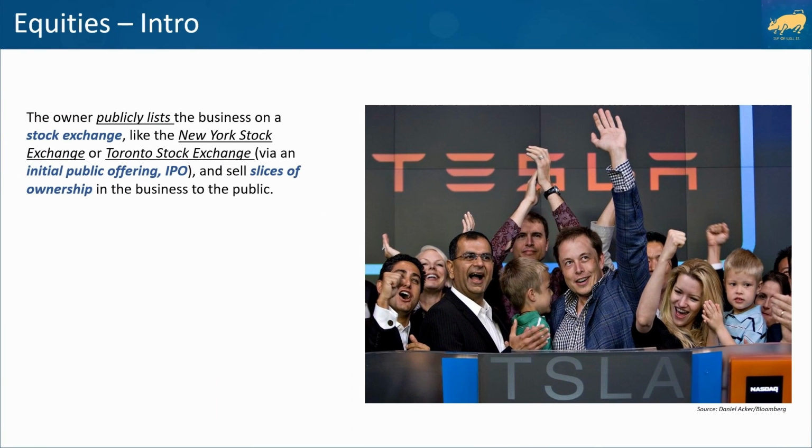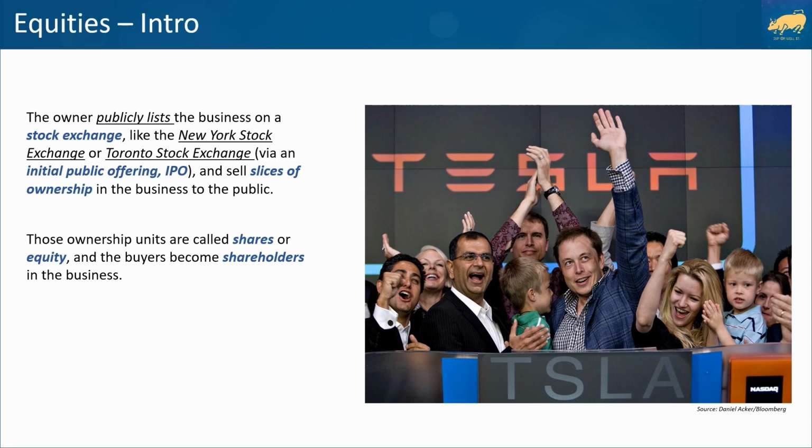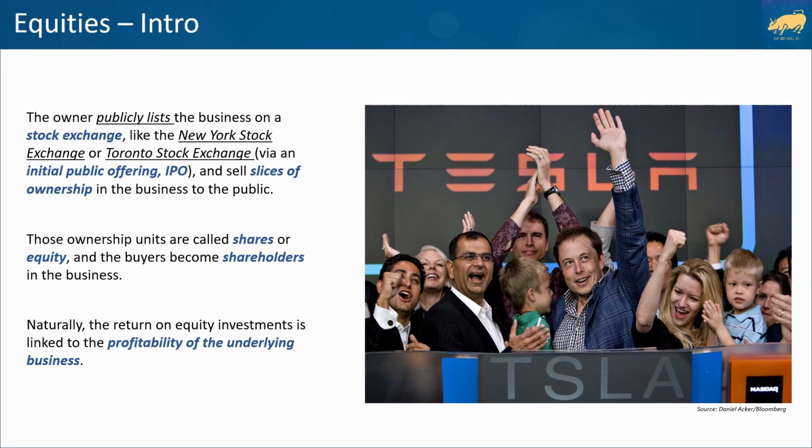As the owner of that business, you would publicly list the business on a stock exchange like the New York Stock Exchange. That's done through an initial public offering or IPO, which lets you sell slices of ownership in the business to the public. Those ownership slices are called shares or equity, and the buyers become shareholders in your newly minted publicly traded company. So you get the funds you need, the shareholders get a stake in the company in exchange for investing in your vision, and the return on their investment is now linked to the profitability of the business.